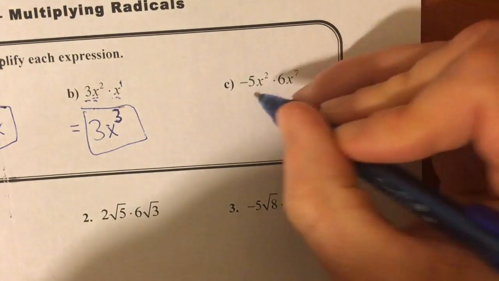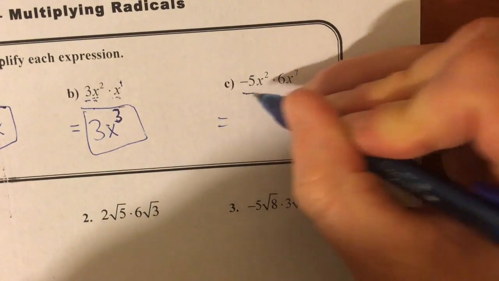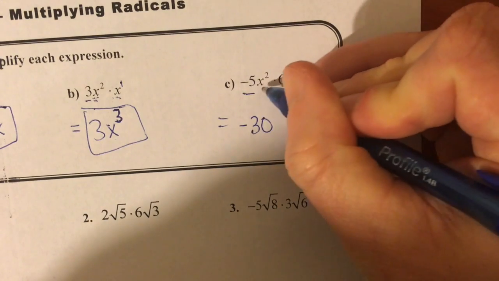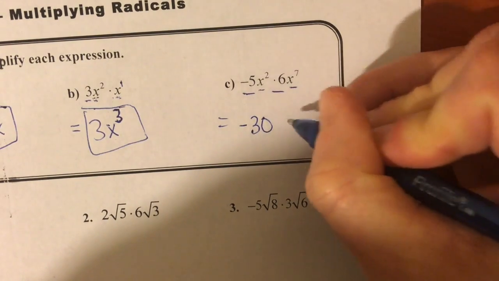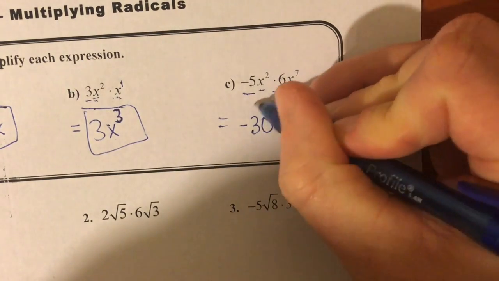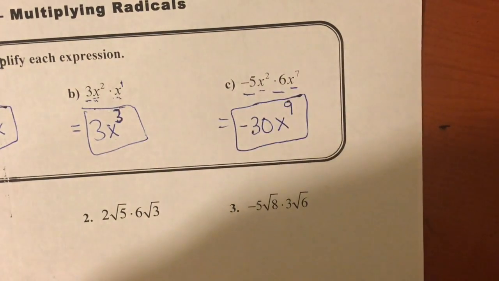Multiplying these two, no big deal here. Coefficient, -5 times 6 is -30, and now we multiply the variables. x squared times x to the 7th is x to the 9th. Add those exponents. Done. All right.